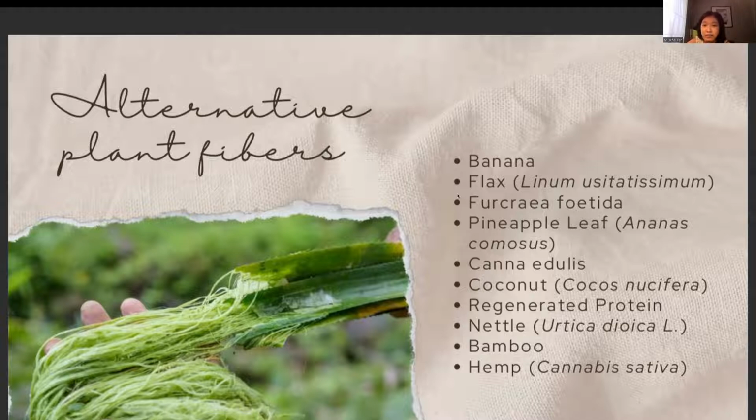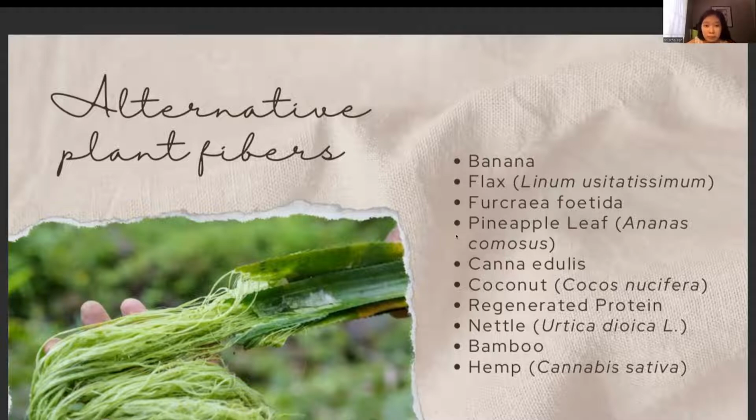The next is Furcraea foetida, which is a tropical plant that is grown in Indonesia and South America. The reason this fiber is a suitable candidate is because of its high elongation and adequate tensile strength. But compared to other fibers that my mentor and I researched, there was only one research article that we were able to find on this fiber. So we believe that more research should be done on this fiber.